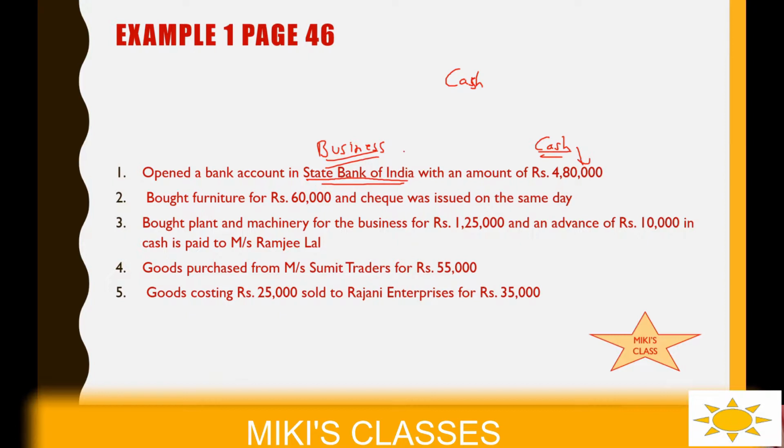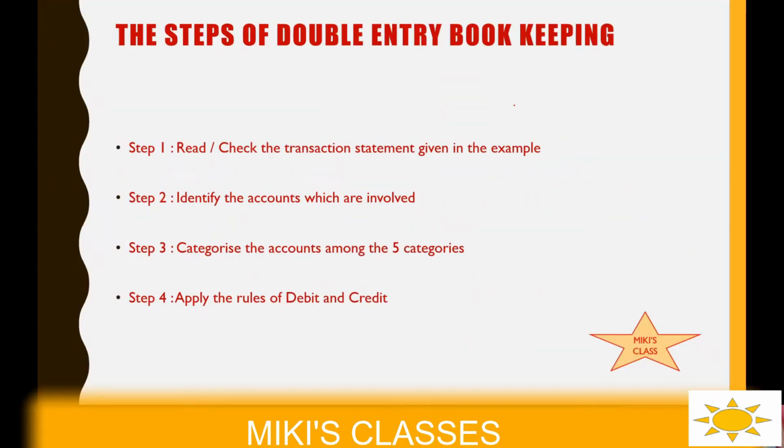What is the other one? There's a bank account which has been opened. So the other account will be a bank. As I told you, you'll know more and more about which of the accounts are involved by practicing. So 2 accounts are involved in this transaction: bank and cash. Now, the second step is done. So first step is done. Second step, identify the accounts. Accounts are cash and bank.